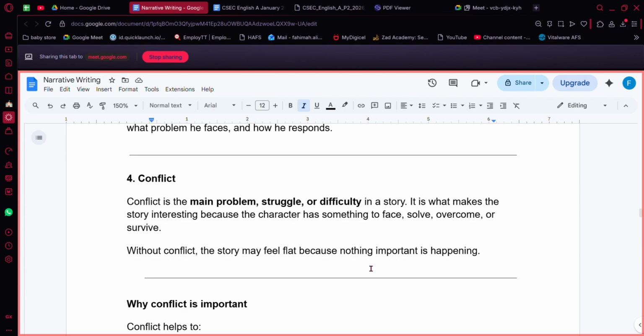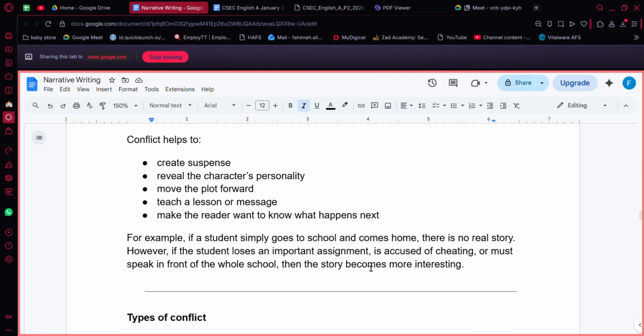So your conflict helps to create suspense, reveal something about the character's personality, move the plot forward, teach a lesson or a message, or make the reader want to know what happens next. So for example, if the student just simply goes to school and comes home, nothing exciting is happening there. But if the student goes to school and loses an important assignment, but is accused of cheating or must speak in front of the school, then the story becomes interesting there.